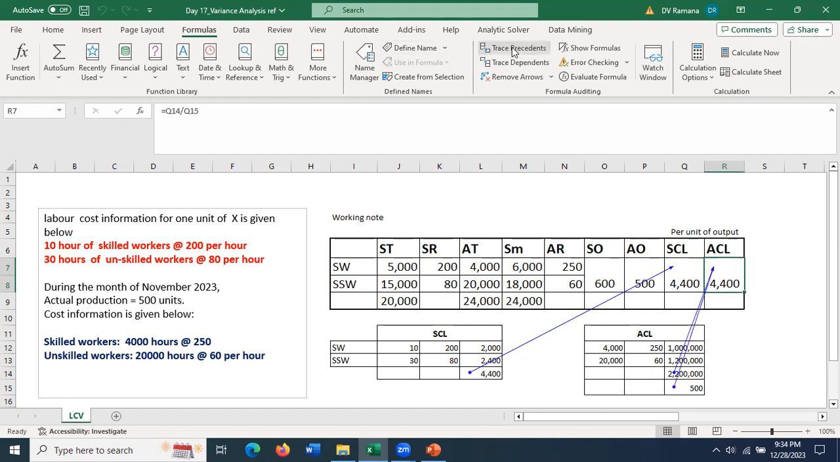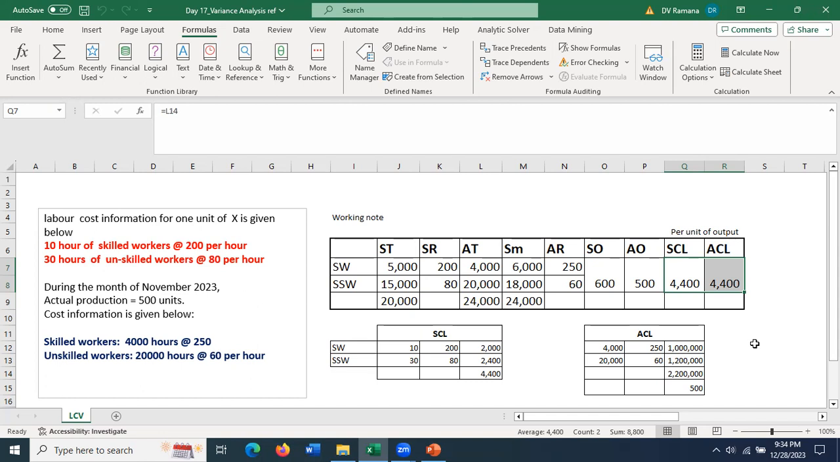The actual cost of labor per unit of output is also 4,400. So the plant manager may be saying at this level that there is no labor cost variance, because we thought we'd spend 4,400 per unit of output, and we have actually spent 4,400 rupees per unit of output. But it is always useful to understand the composition of this labor cost variance.